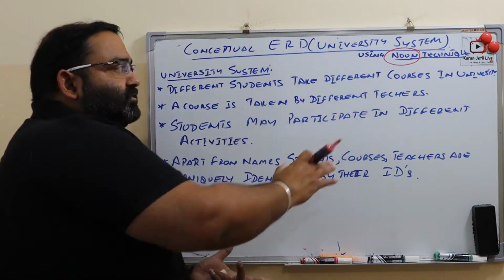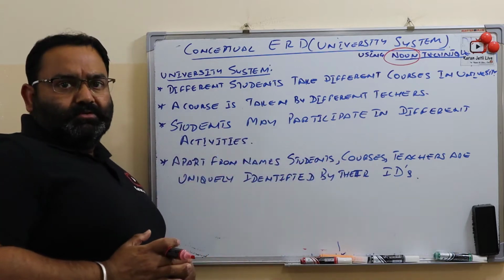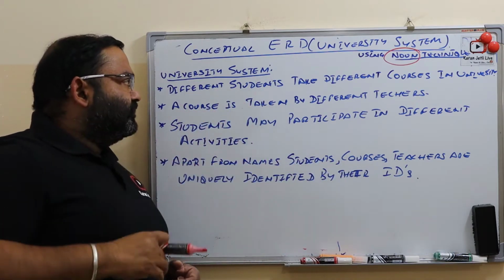For this video, I made a very short description. Normally descriptions can be longer than this in real life. So now let us read it. University system, number one: different students take different courses in the university. Now what is the noun here? Student. And what is the other noun we see here? Courses. So in a university, many students come and they study many different courses.